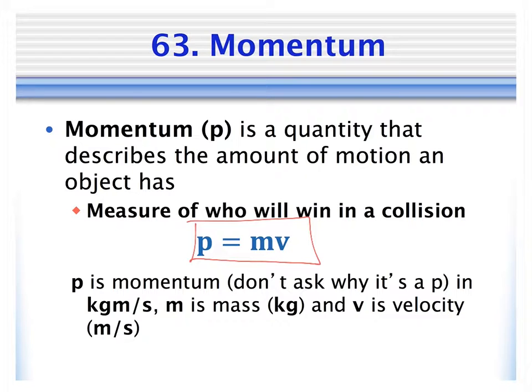It's represented with the letter P, all right? And it's just mass in kilograms times velocity. It doesn't have a fancy unit here. Its units are simply kilogram meters per second. All right, so that's momentum, just the basic idea of momentum.